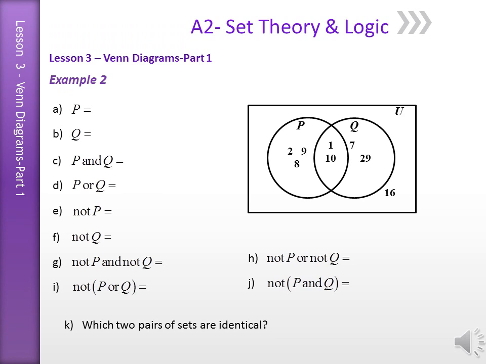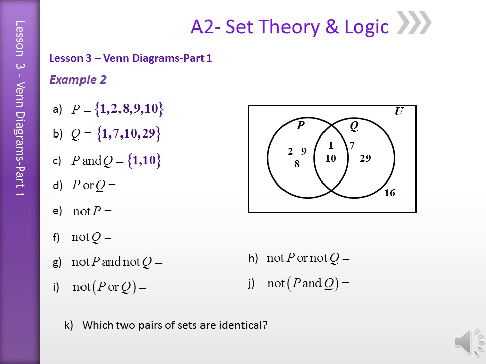Example 2. I have given you a Venn diagram with two subsets of P and Q. The elements are listed within the Venn diagram. So let's list the elements of P. That would be 1, 2, 8, 9, and 10. Now the elements of set Q. 1, 7, 10, and 29. P and Q would be the overlap area, so that would be the 1 and the 10.